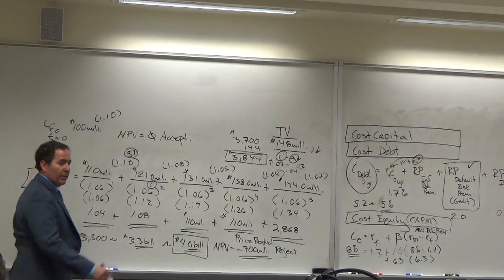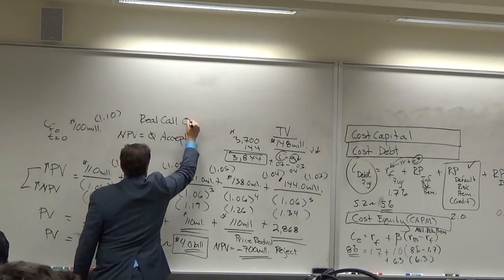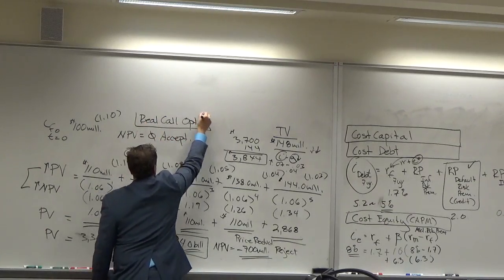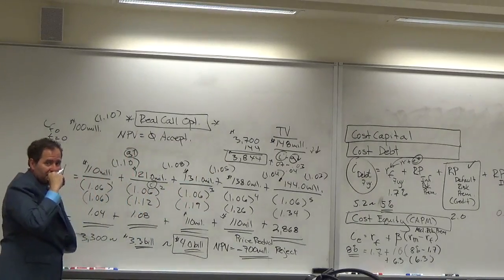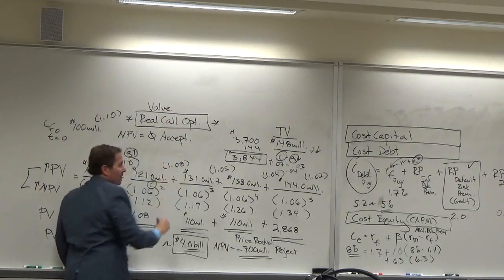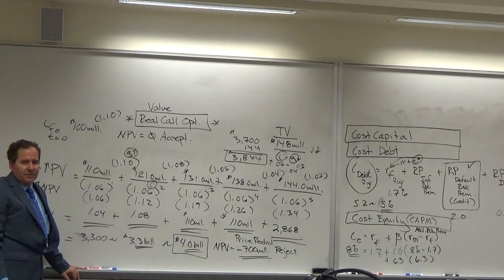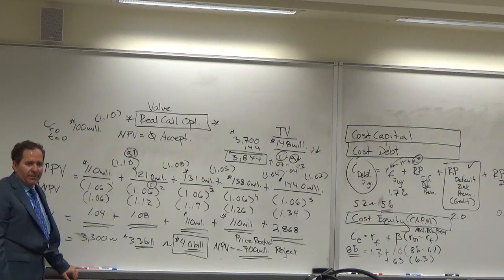Yeah, you would calculate the real call option. Okay? You would calculate a real call option, and it's in the book. And what does the value of the real call option need to be to get this project to work so that you can accept it? The value. It's 700 million?